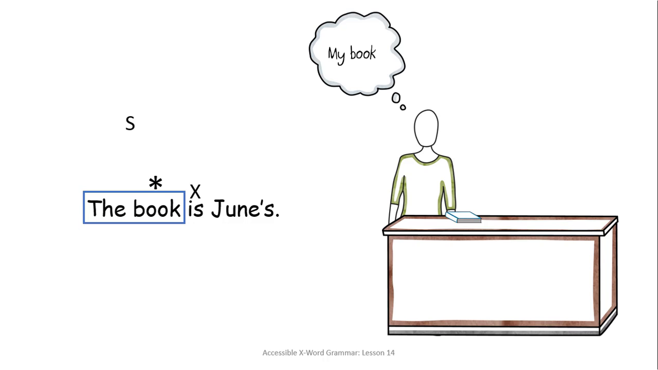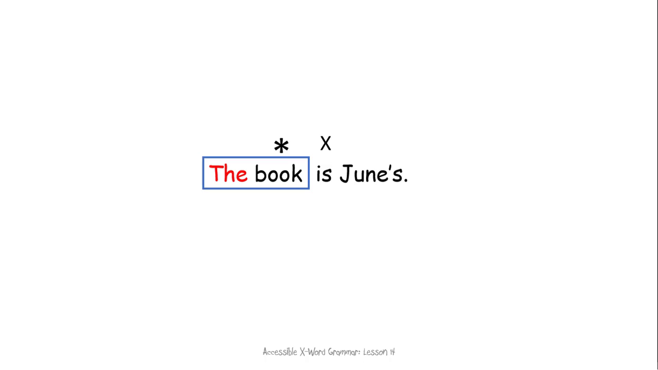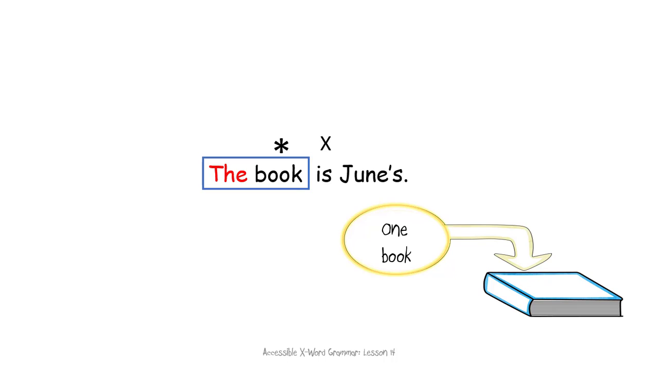There's another word in our subject box, the. The is a determiner. Determiners tell us that a noun is coming. We will look at them in Lesson 15. For now, remember that a singular noun like book must have a determiner. We mark determiners with a DT.